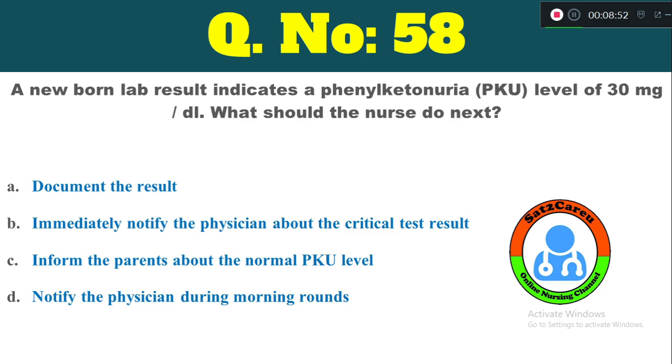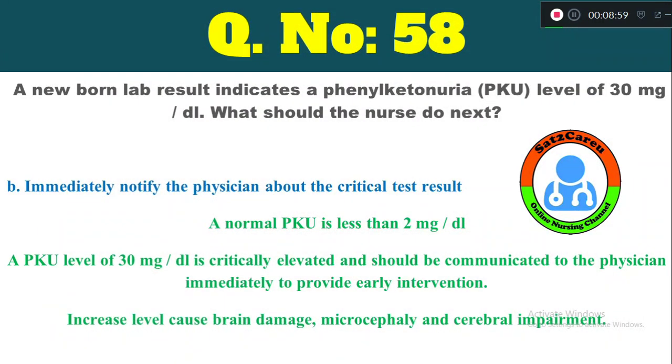The phenylketonuria level is 30 milligram per deciliter for this client. The right answer is that the nurse should immediately notify the physician. The normal level should be less than 2 milligram per deciliter. A PKU level of 30 milligram per deciliter is critically elevated and it should be communicated to the physician immediately to provide early intervention. Increased level can cause brain damage, microcephaly, and cerebral impairment.